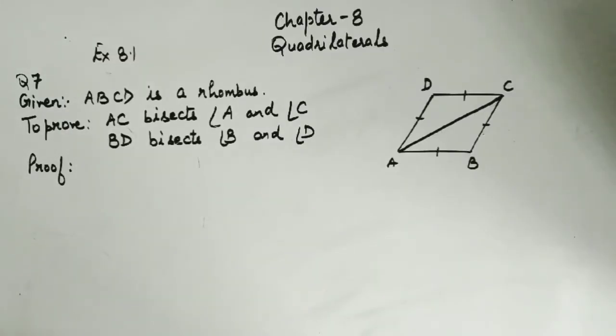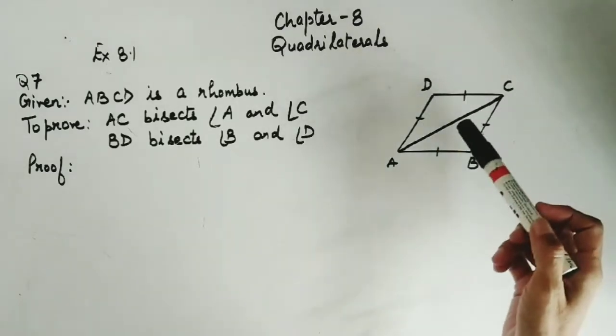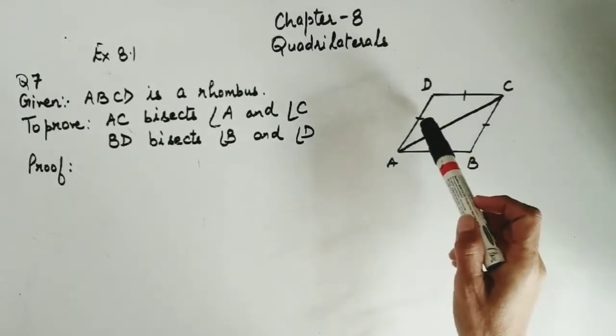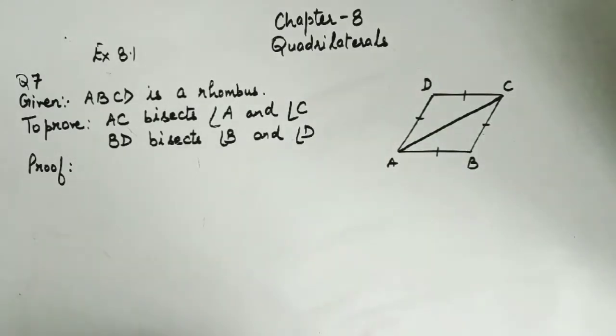Okay, now let's take up question number 7 from exercise 8.1. The question says ABCD is a rhombus and we are asked to prove diagonal AC. Look at this figure. ABCD is a rhombus. We know a rhombus is a figure in which all sides are equal. We are asked to prove that diagonal AC bisects angle A and angle C.